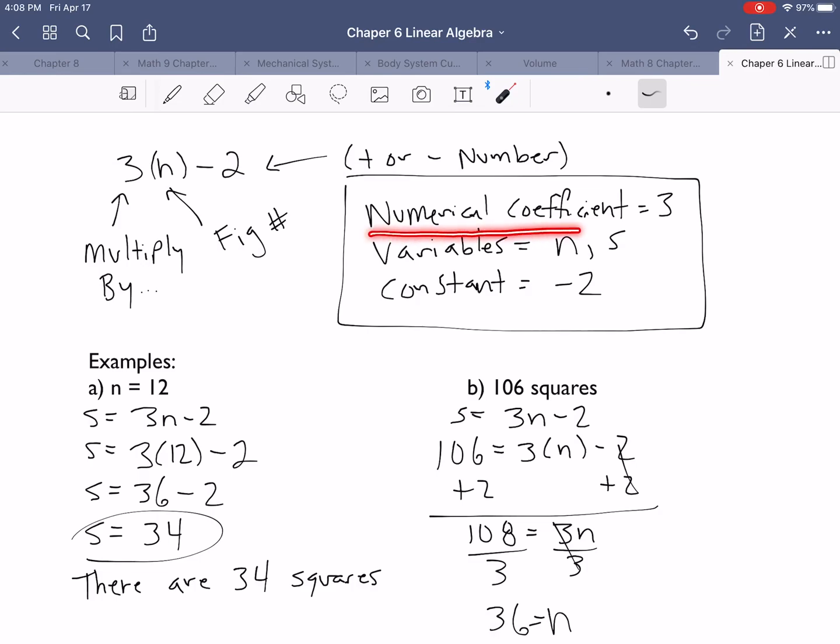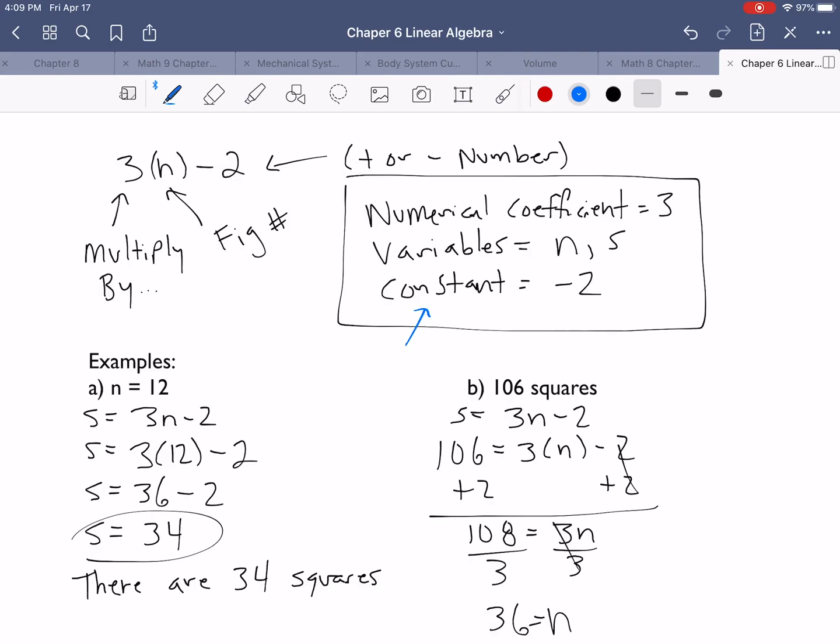The numerical coefficient, that means the number in front of the letter, is 3. So if you ever get asked in your math pages, what is the numerical coefficient? Coefficient always means the number in front of the letter. So that's a 3. That's why I wrote 3 right there. Variable, well, we know that means letters, so that's the n right there. And the word constant means that it doesn't have a letter by it. So the constant is literally just minus 2, because if it had a letter beside it, it could change.